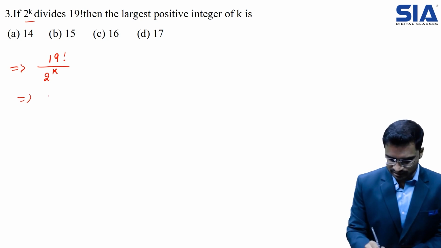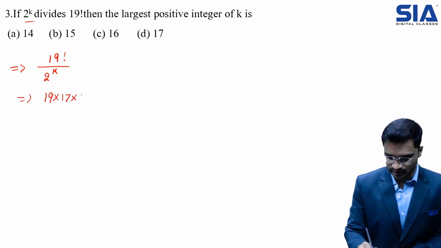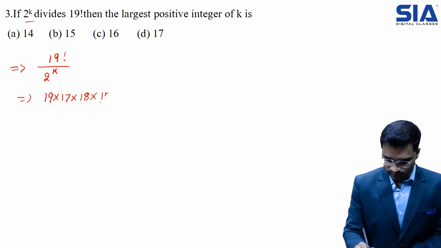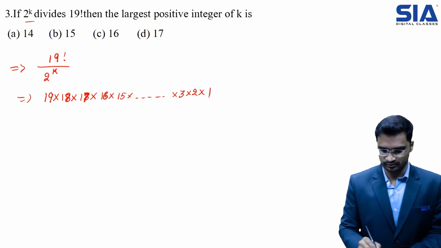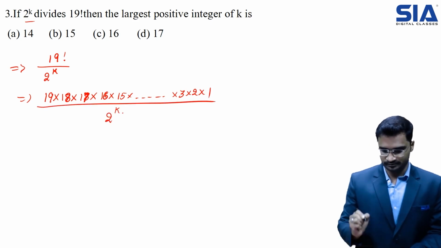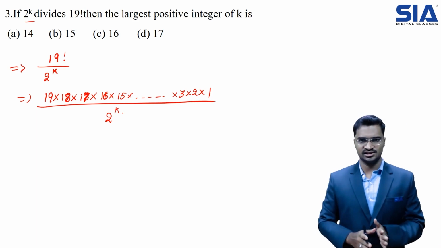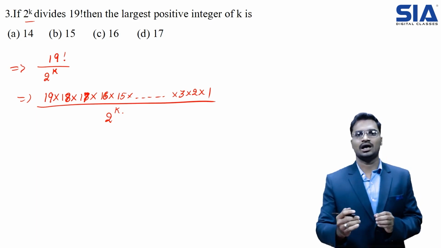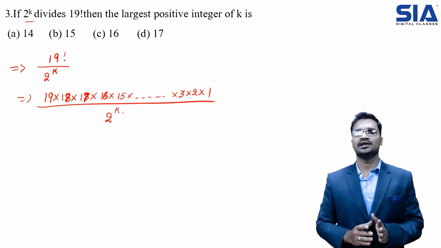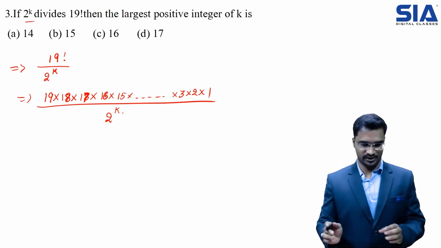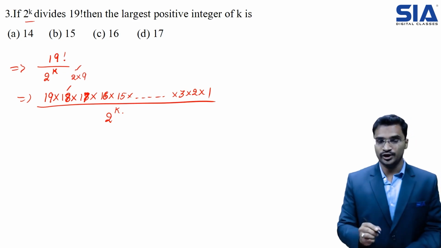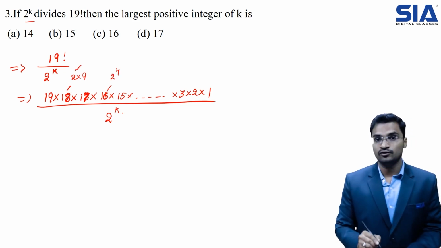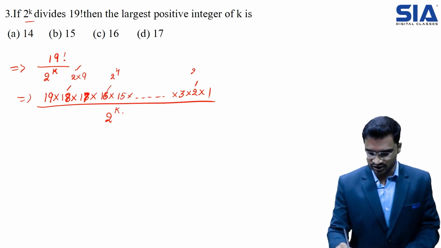19 factorial can be written as 19 into 18 into 17 into 16 into 15 into and so on up till 3 into 2 into 1, divided by 2 to the power of k. Now what he is asking is how many 2's are present in this above multiplication. Let us see here. In 18, I am getting a single 2, 2 into 9. In 16, I have four 2's, 2 to the power of 4. In the same way, 2 is 2 to the power of 1.